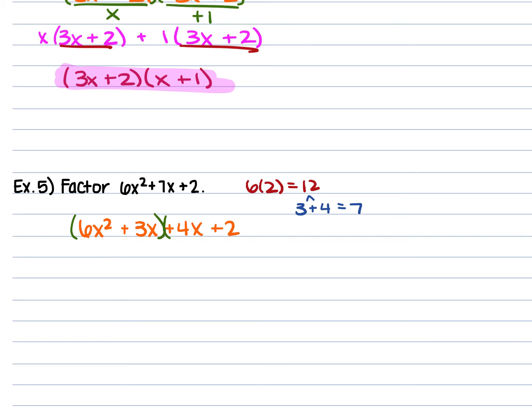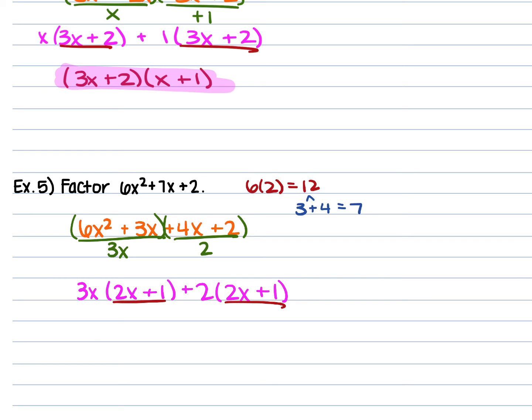We're going to factor by grouping. For the first set of parentheses, we factor out a 3x. Second, we factor out a 2. So this is 3x times (2x plus 1) plus 2 times (2x plus 1). Our two parentheses are identical, so we just have (2x plus 1) times (3x plus 2).